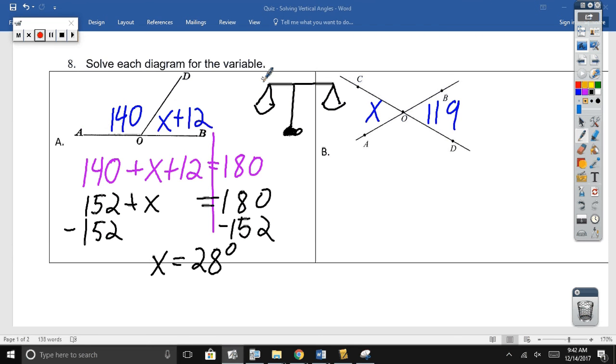If I add weight to this side, I must also add the same amount to this side, because if I don't, this side will become heavier than this side and is not equal. So therefore, you must do the same things to all sides.